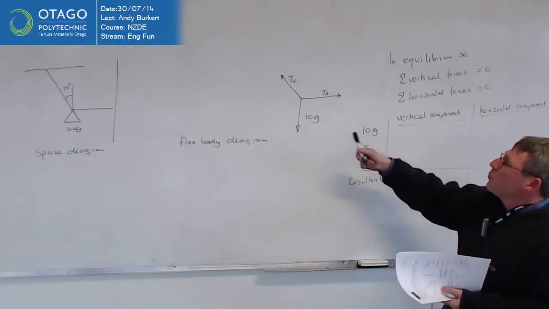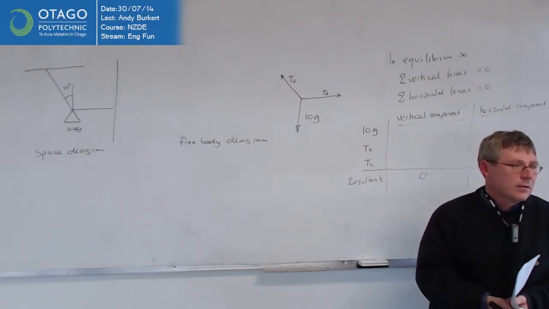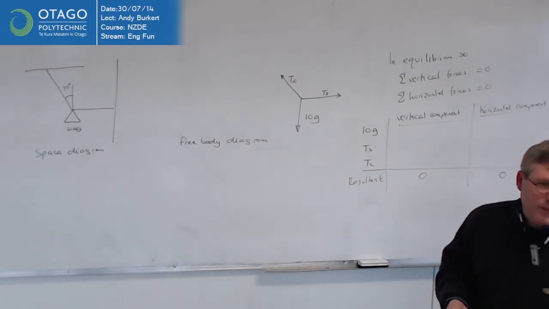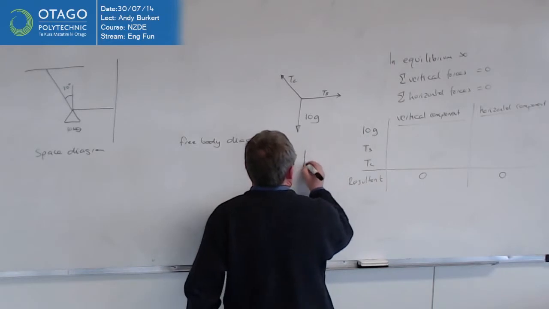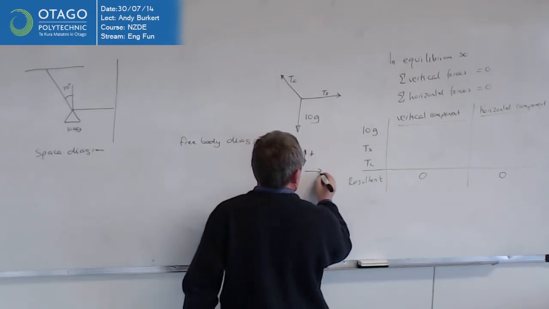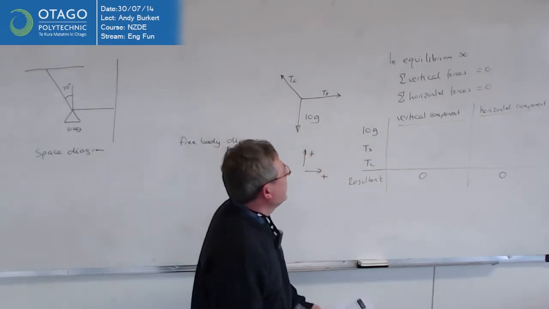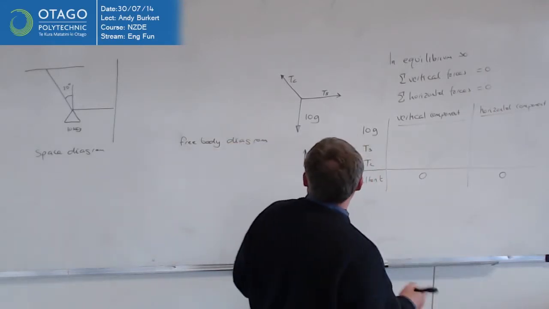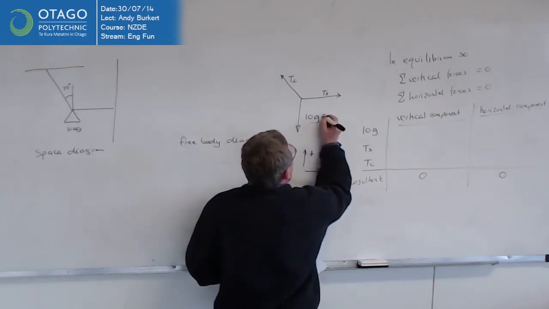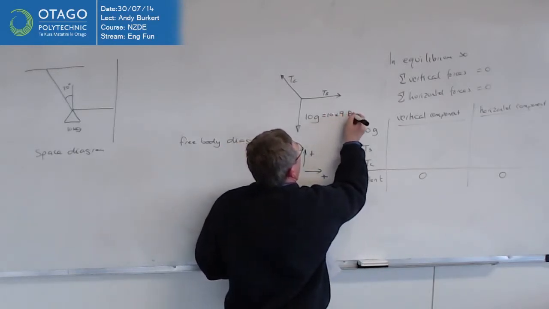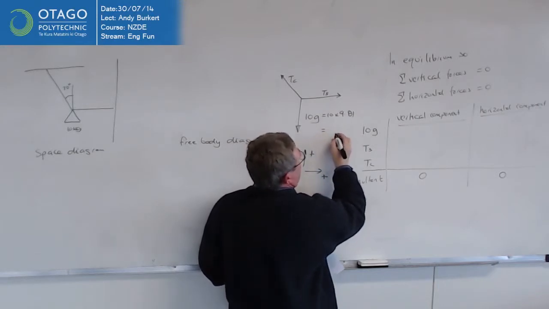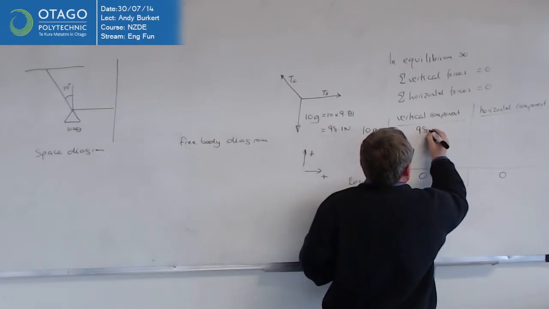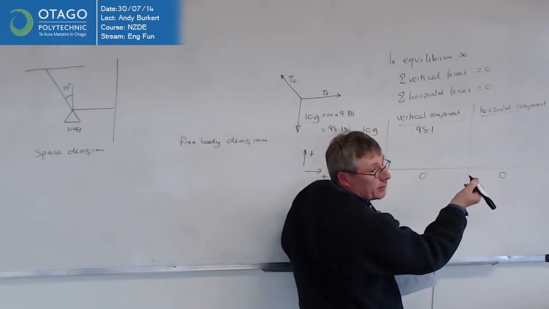The 10G force is acting vertically downwards. So we have to define positive and negative. Let's just say that that's positive and that's positive. Okay, so the 10G has a vertical component of 10 times 9.81, which is 98.1 newtons. But it's down, so it's negative.